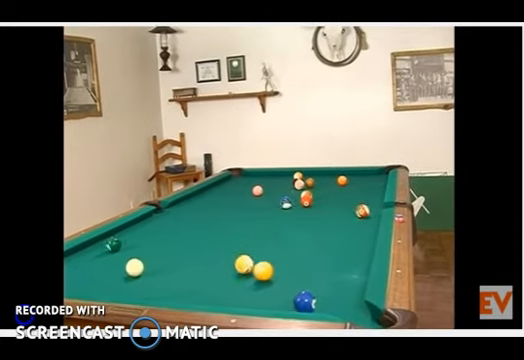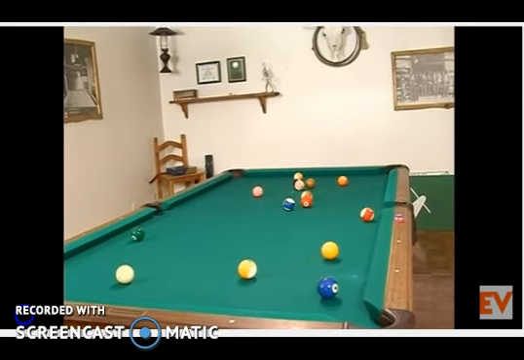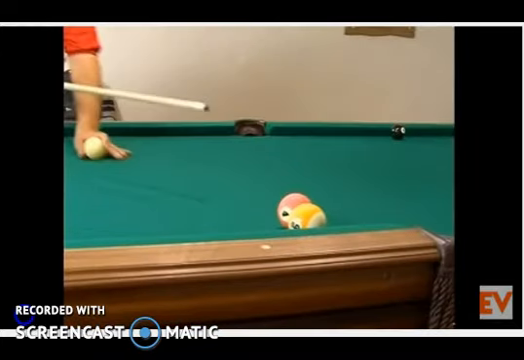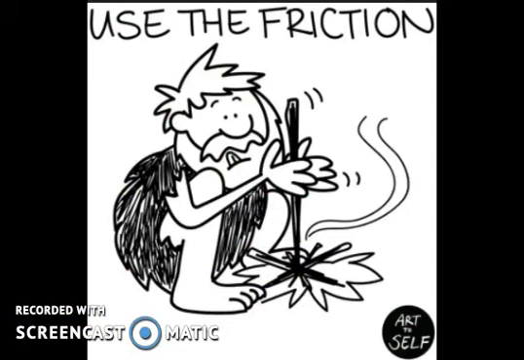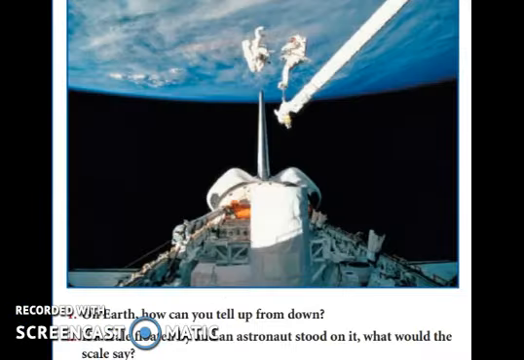So, why do the balls eventually slow and stop? Can you answer? That's right, friction. I hope now that you can answer those two questions: how can you tell up from down while on Earth, and if a scale floated by and an astronaut stood on it, what would the scale say? This concludes Chapter 3.